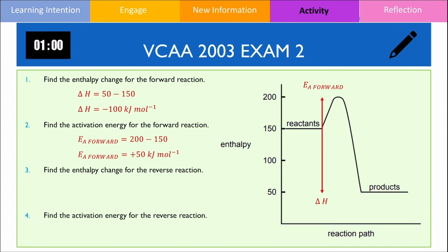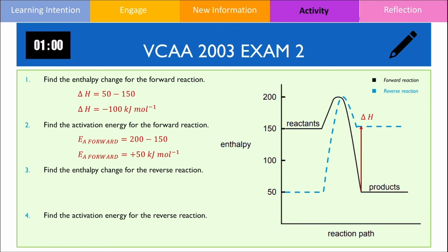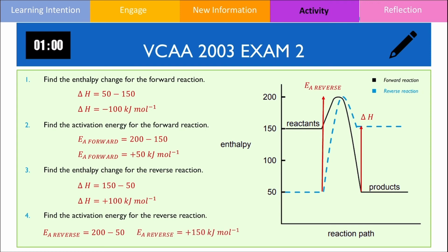To answer questions 3 and 4, I'm going to need to draw the energy profile for the reverse reaction, which will look like this. To find the enthalpy change, I'm going to go 150 minus 50, which will give us an answer of positive 100 kilojoules per mole, and the activation energy can be found by going 200 minus 50 kilojoules, giving us an answer of positive 150 kilojoules per mole.